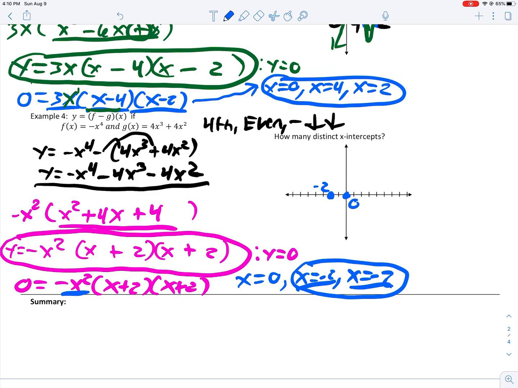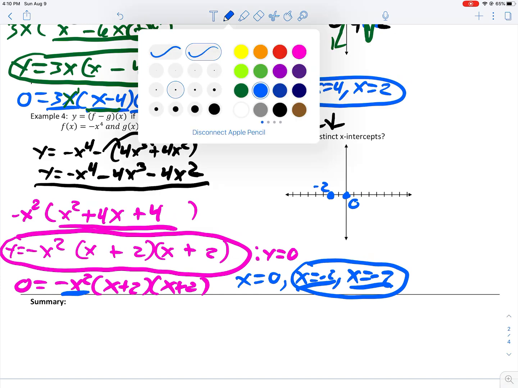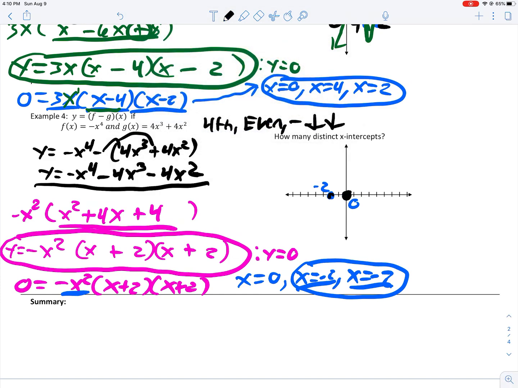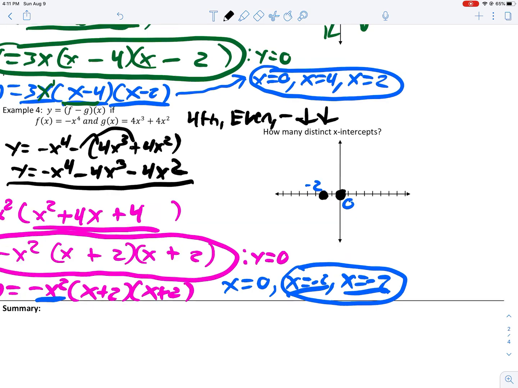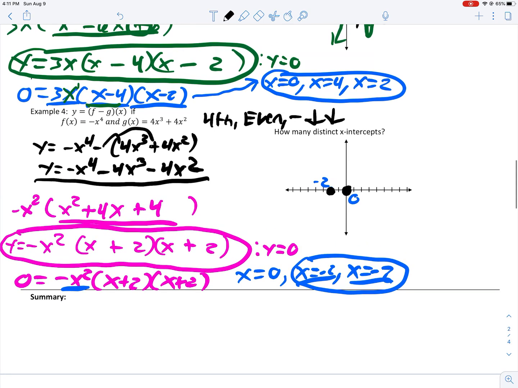Good news is we also have the y-intercept because we have an x-intercept at the origin. So we're good. We have the end behavior up top in black. The x-intercepts here in blue. And the y-intercept is the same as the x-intercept at the origin. So I have everything I need. So I am going to start low, bounce off, come up, bounce off, and there we go.